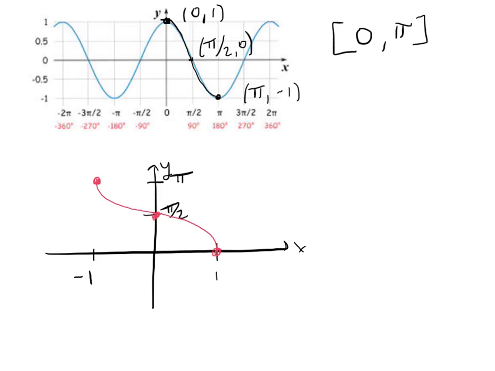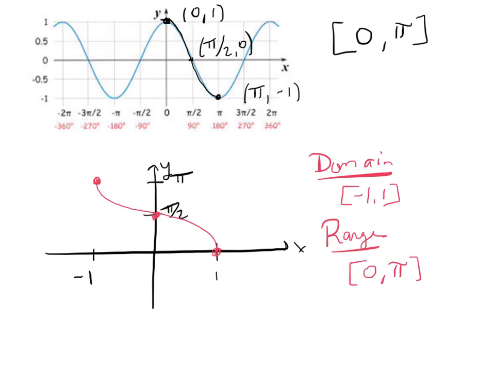So it's just this one little piece. The domain is negative 1 to 1, and the range is 0 to pi, right? The range goes from 0 all the way up to pi. So this is inverse cos written like that, or we can call it arc cos. Okay, last one is tangent.